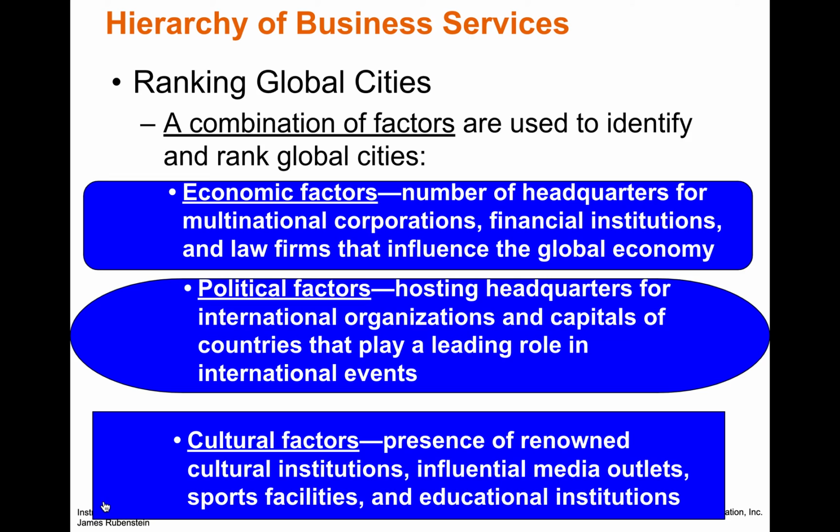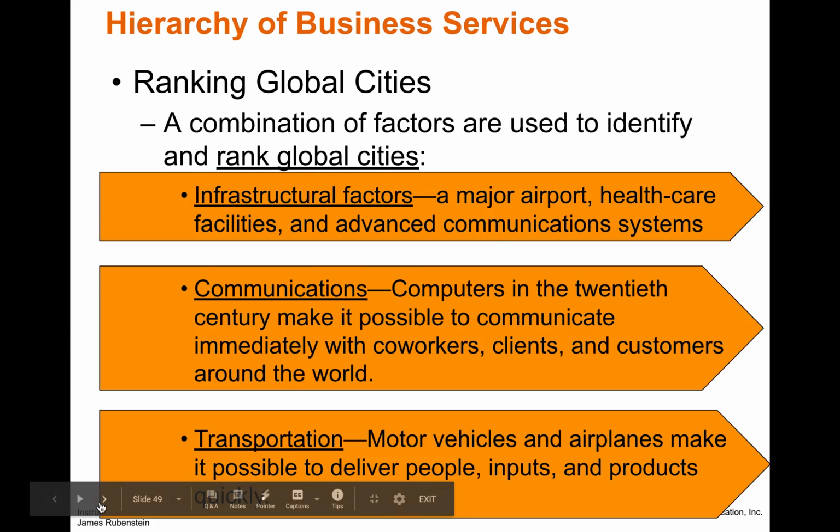Cultural factors: we are looking at institutions that have impact in the media, so news media, social media. We look at sports facilities, entertainment. Cultural value can often play into the entertainment or consumer services of retail, wholesale, as well as hospitality, which goes back to day one. And then educational institutions would also fall within the factors that are used to rank global cities.